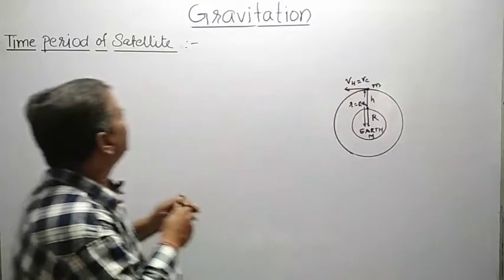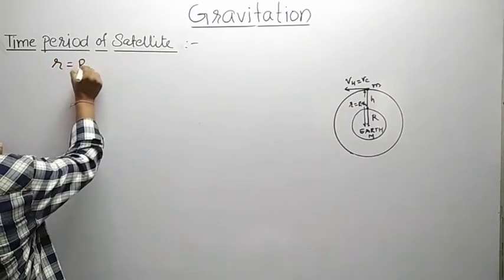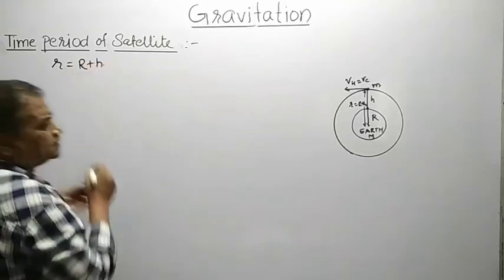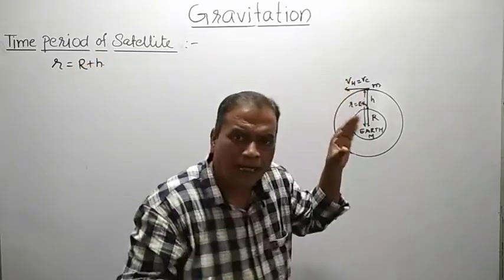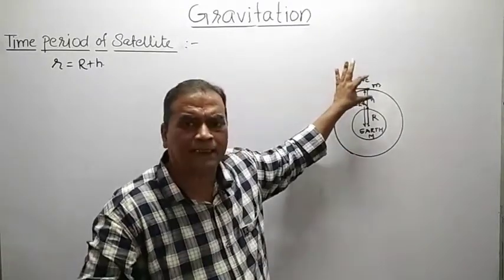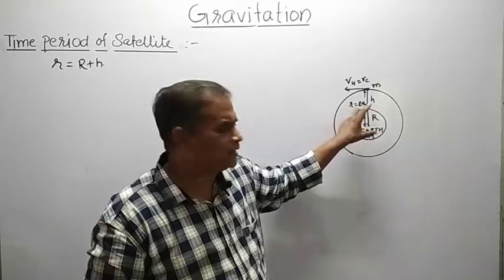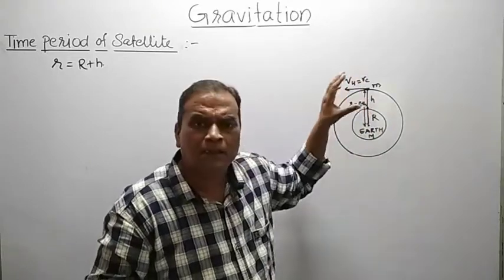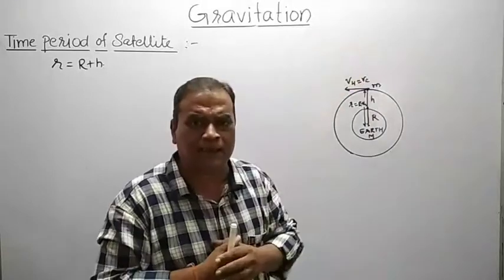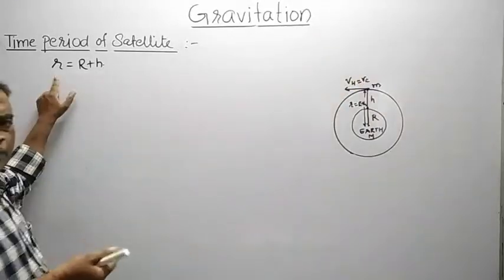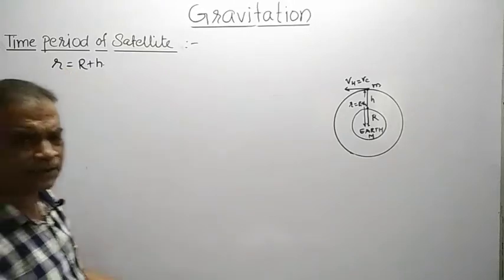Now what is the radius of a circular orbit? The radius of a circular orbit is the radius of Earth plus the height above which that satellite is projected. So small r equals R plus h: the radius of Earth plus the height above the surface of Earth to which that satellite is lifted. So the radius of the circular orbit of a satellite is r equals R plus h.